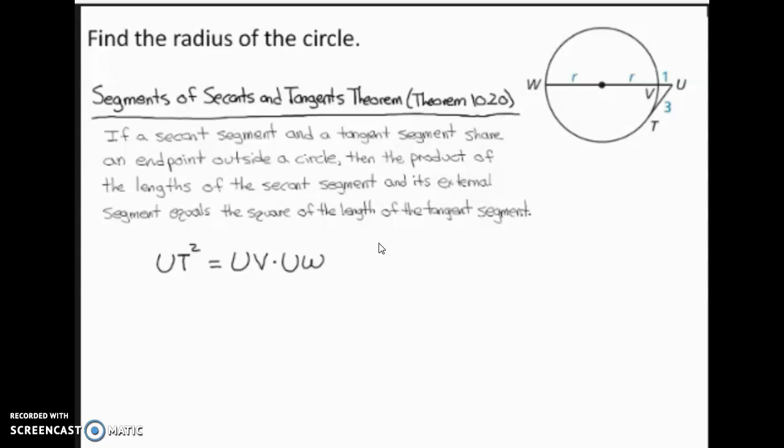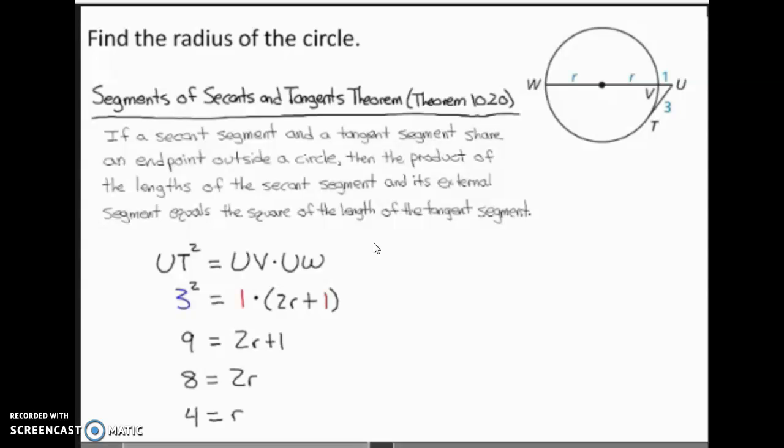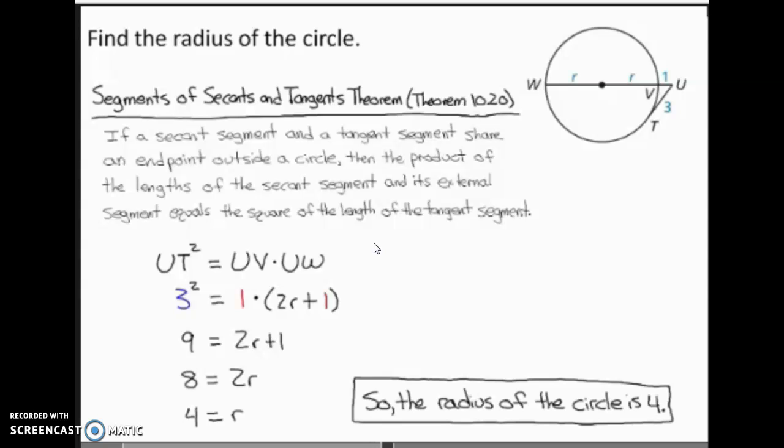Because UT equals 3, UV equals 1, and UW equals 2r plus 1, 3 squared equals 1 times the quantity 2r plus 1, which simplifies to 9 equals 2r plus 1. Subtract 1 from each side to get 8 equals 2r. Then divide each side by 2 to get 4 equals r. So the radius of the circle is 4.